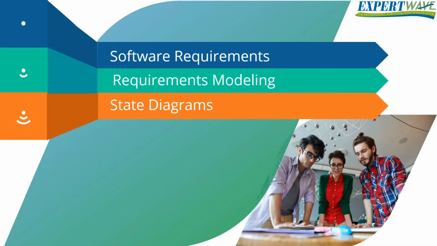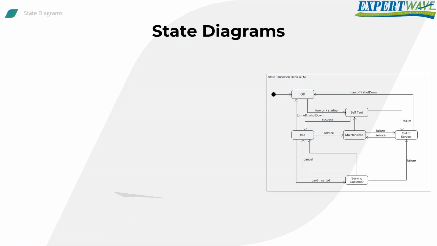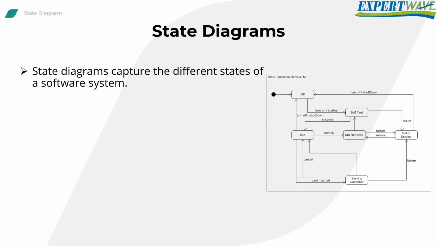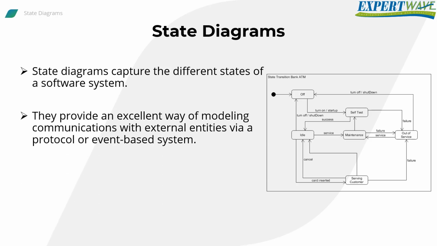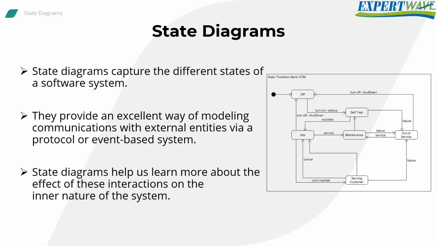State diagrams. Hi, welcome back. We will talk now about one of the most important diagrams, the state transition diagram. State diagrams capture the different states of a software system. They provide an excellent way of modeling communications with external entities via a protocol or event-based system. State diagrams help us learn more about the effect of these interactions or the inner nature of the system.